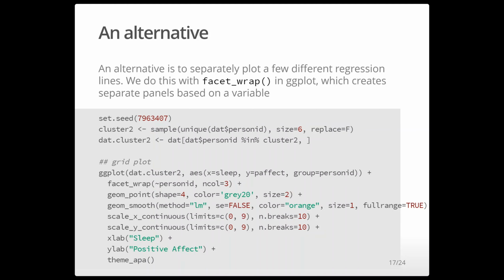So we start out the same way. We have group equals person ID with our data. Then I'm saying facet wrap tilde person ID, and I'm saying the number of columns is 3. So that means that we're going to group different panels by person ID, and we're going to have 3 different columns of panels. And then the rest of it's largely the same as before.